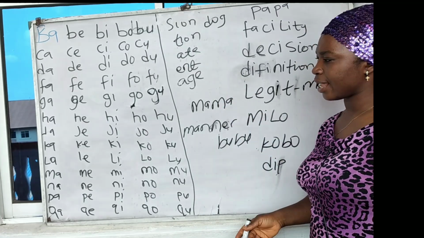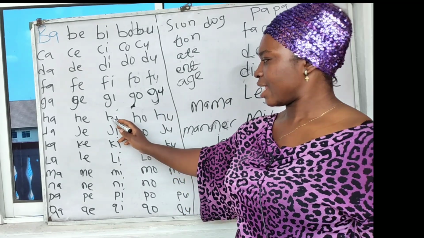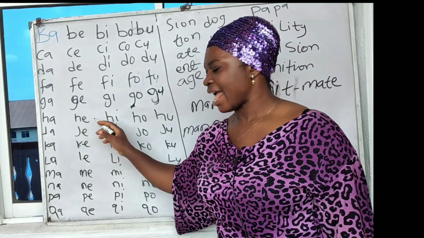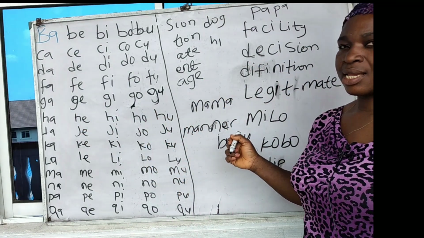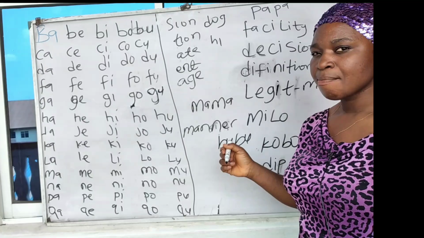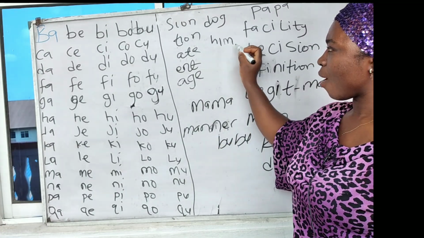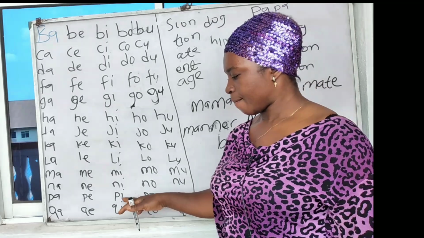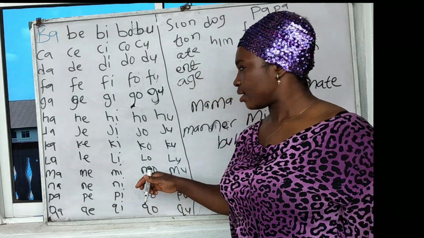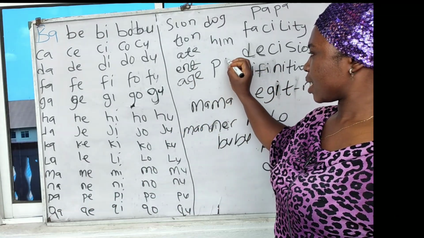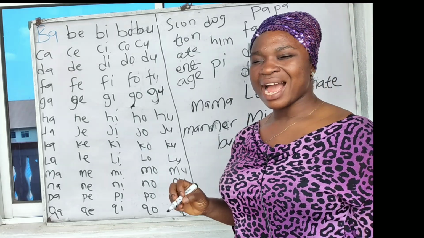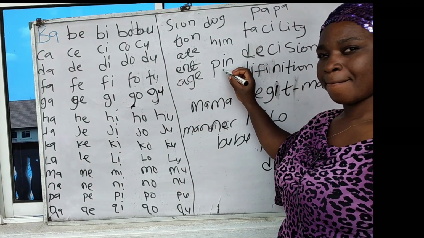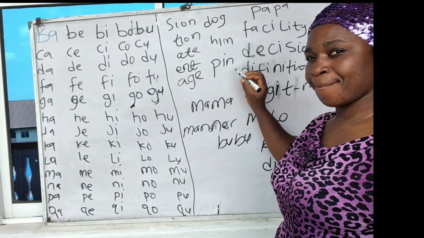Now we can say again, you want to write him. You pick the he sound, H-I, ha, he. You add me, him, the M sound. You have him. Okay, you may choose P, pa, pe, P. You add N, the letter N, that is pin.